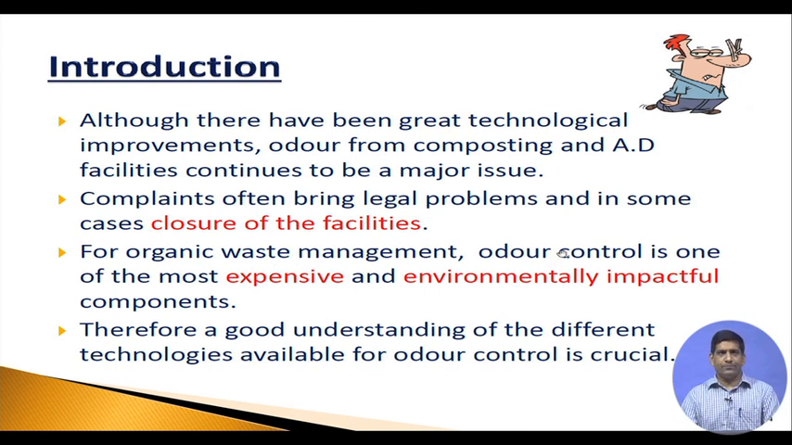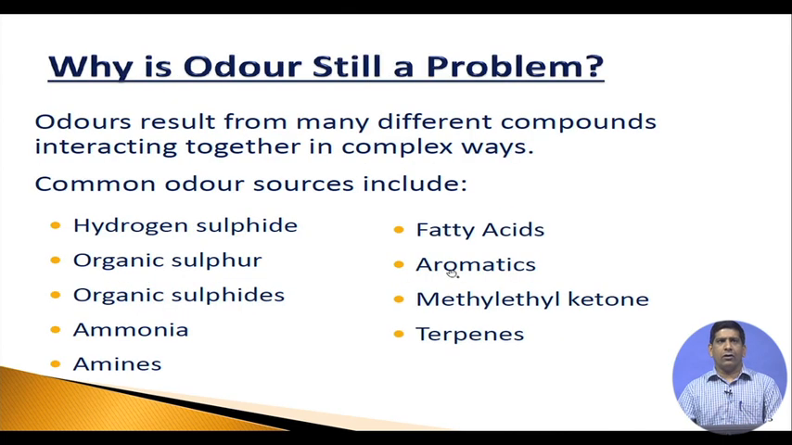So odor control is one of the important aspects of organic waste management, and it's expensive and also an environmentally impactful component. So we wanted to look at the environmental impact from the LCA perspective. We need a good understanding of odor control. What are the sources of odor? If it's a reducing condition, you will have hydrogen sulfide, organic sulfides, ammonia, amines, fatty acids, aromatics, methyl ketones, terpenes.